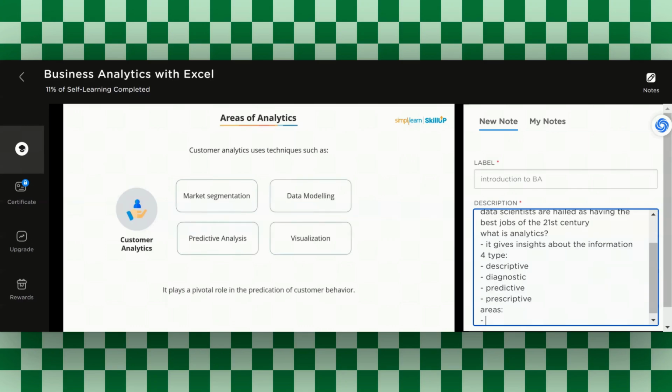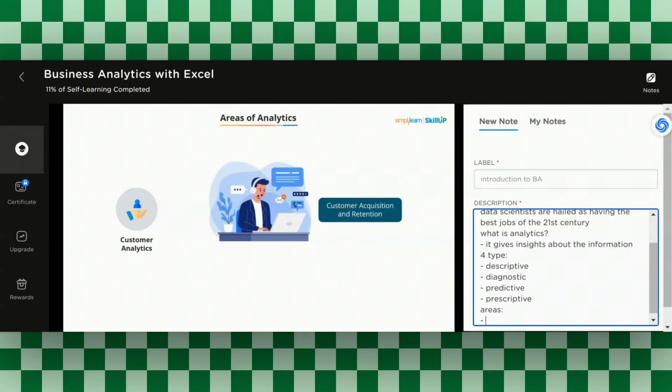It plays a pivotal role in the prediction of customer behavior. For example, customer acquisition and customer retention. All the telecom companies these days use different marketing methods to retain their customers.